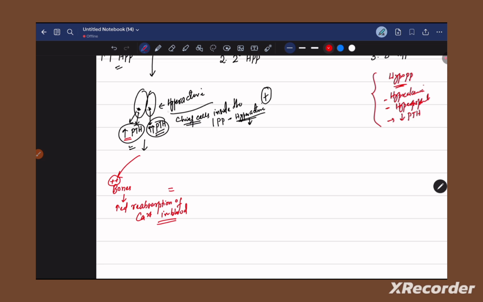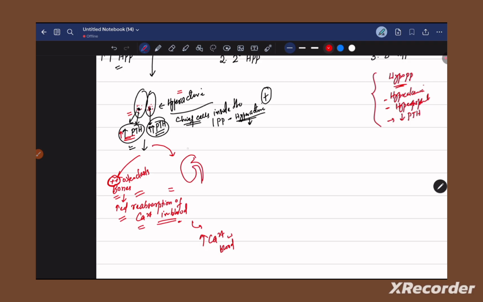There is increased PTH. Why? The chief cells are hyperactive. What are the reasons these chief cells become hyperactive? We will discuss that. Due to the hyperactivity of these chief cells, there is increased secretion of PTH that will stimulate the osteoclasts in the bones, and that will result in increased reabsorption of calcium in the blood, meaning increased calcium in blood. First. Second, it will act on the kidneys.